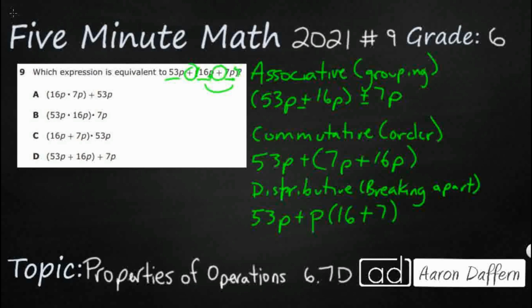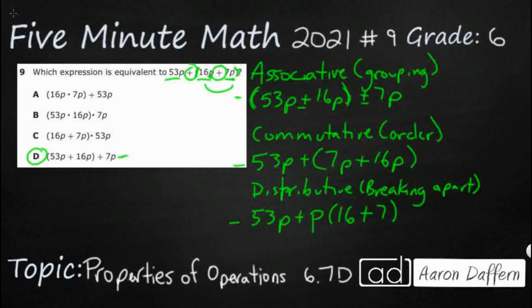Now, these are three things we can do here. You probably noticed that it was actually our very first associative grouping. That's really what we did here. That 53p plus 16p, we just regrouped it here. So that's an equivalent expression. So that's going to be our answer.